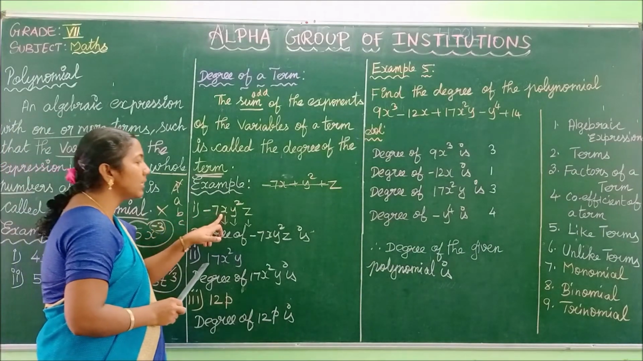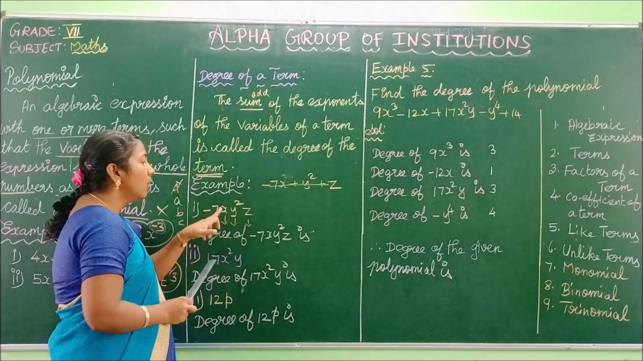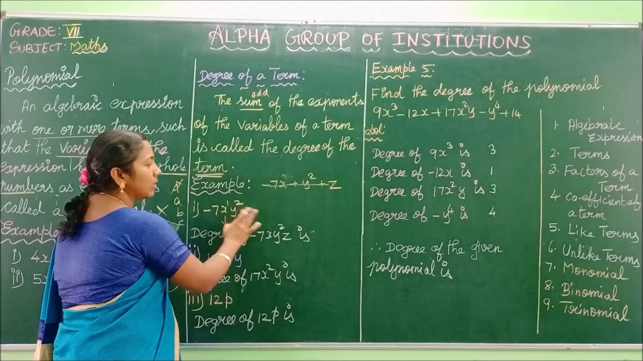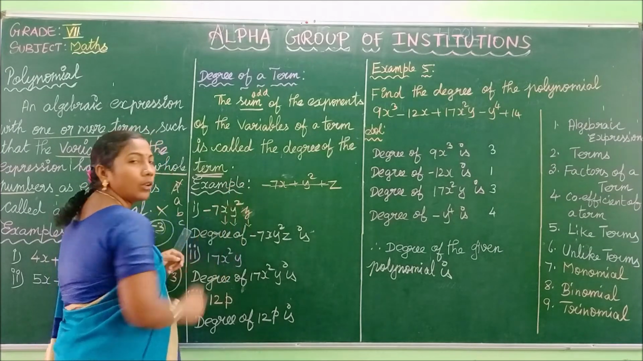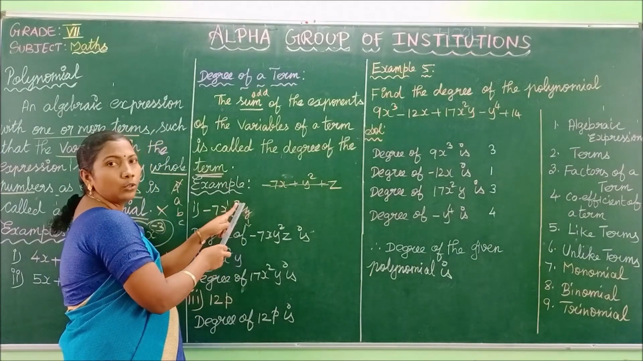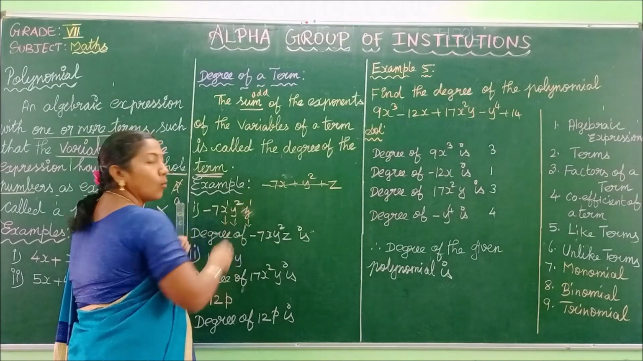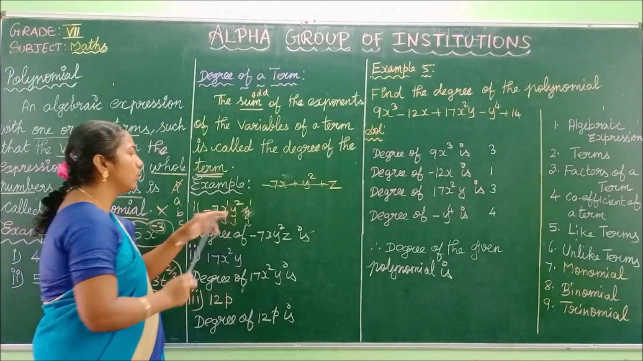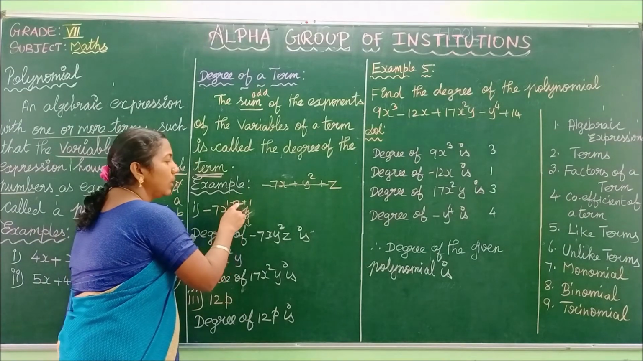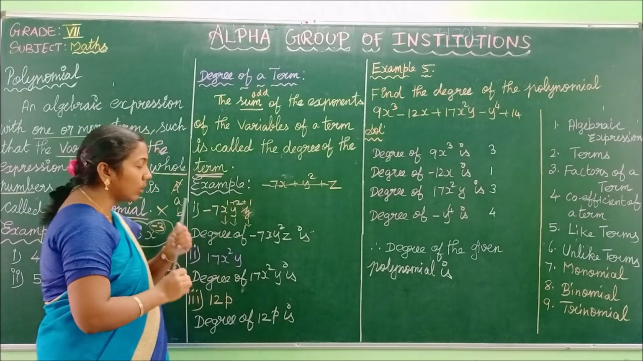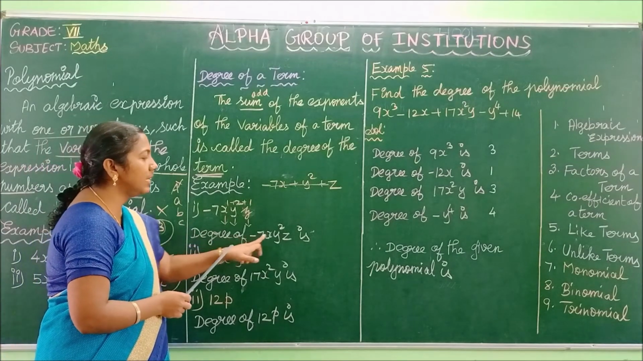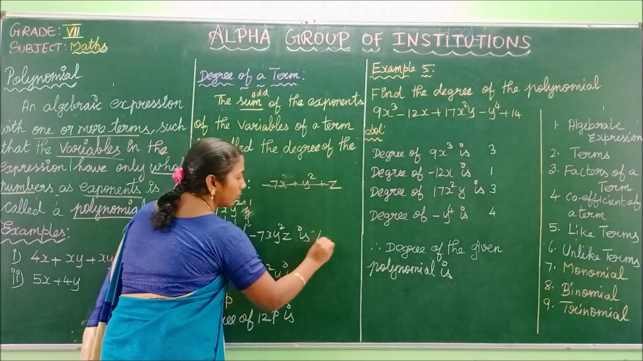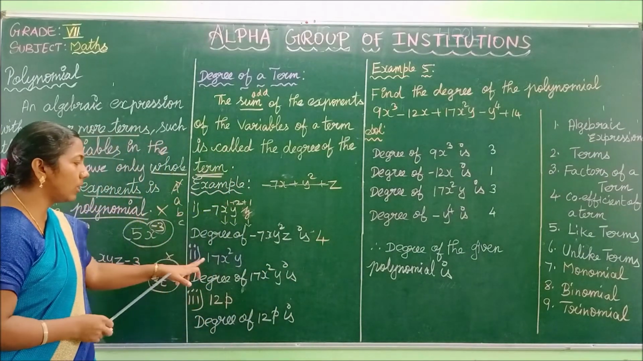So x, y square, z. What is the power of x? Here the power of x is 1. What is the power of y? 2. What is the power of z? 1. As per the definition of degree of a term, you have to add the powers. So 1 plus 2, 3. 3 plus 1, 4. Thus, the degree of minus 7x y square z is 4. Do you understand?